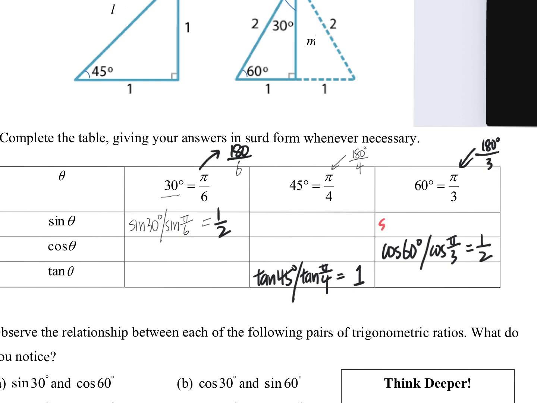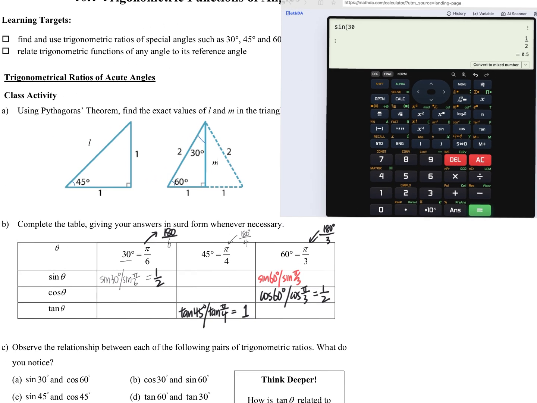Can you do a sine 60 or a sine pi over 3? What do you get? Not a nice number, right? Sine 60 degree, you will get this string of numbers there, 0.866. Very difficult to represent, right?